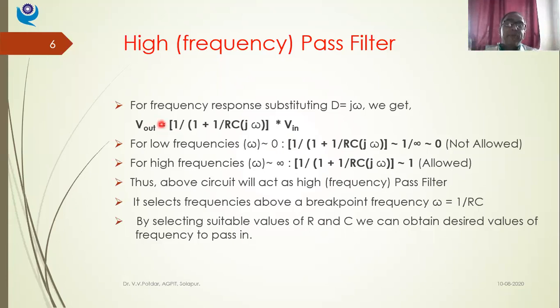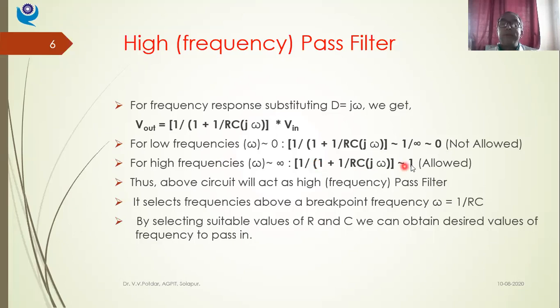Okay, at high frequencies, what happens? Omega is tending towards infinity. So let us substitute infinity here. Infinity into RC will be infinity. 1 upon infinity is 0. So it will be 1 plus 0, so it is equal to 1. So 1 upon 1 will be equal to 1.